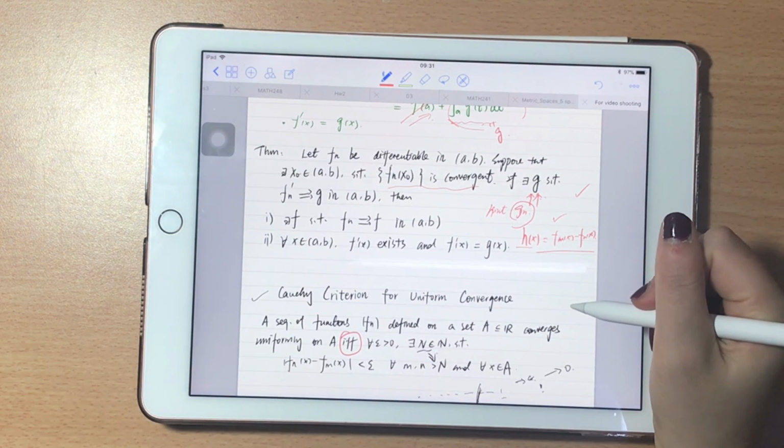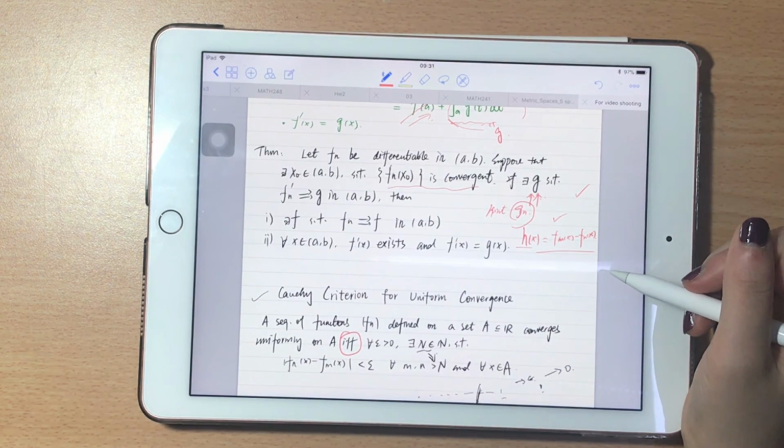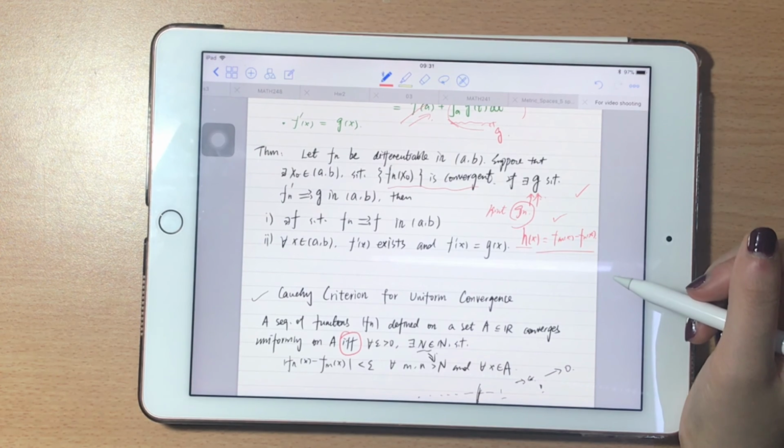You can try yourself, but this one's a bit tricky, while the other one is quite straightforward. So I will show you the complete proof, not actually the rigorous proof, but the idea and how I construct the proof, in the next video.